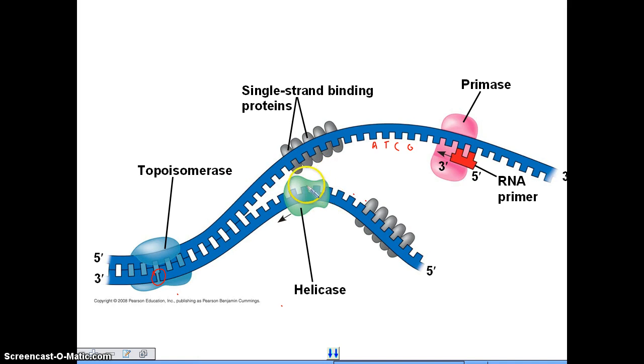We also know that if left to itself, DNA would have a tendency for these nitrogenous bases to reform their hydrogen bonds. So there's another protein or complex of proteins called single-stranded binding proteins that actually prevent the nitrogenous bases from forming hydrogen bonds yet again. And primase, we'll talk about its significance here in just a little bit.